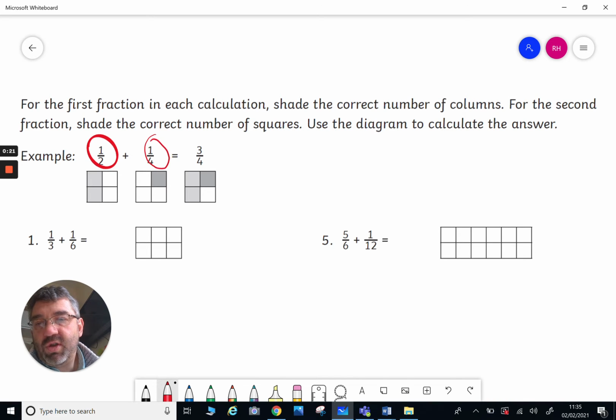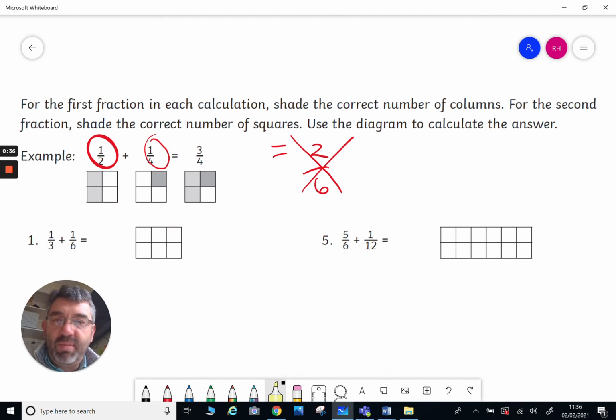Now, what a lot of people do and make a mistake, if we, for example, look at the first ones here, where we're adding 1/2 and 1/4. The common mistake is people that go 1 and 1 equals 2, 2 and 4 equals 6. Problem is, that is wrong. So let's see why that's wrong. Let's look at the example.